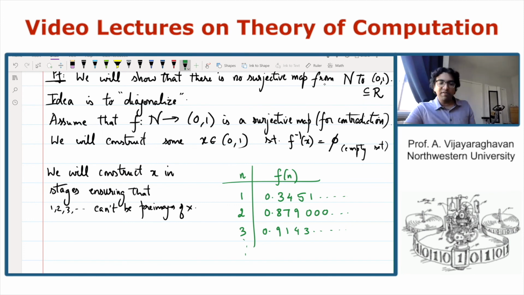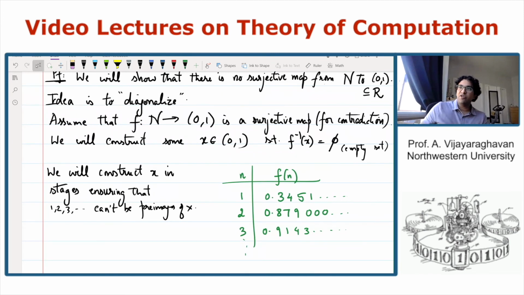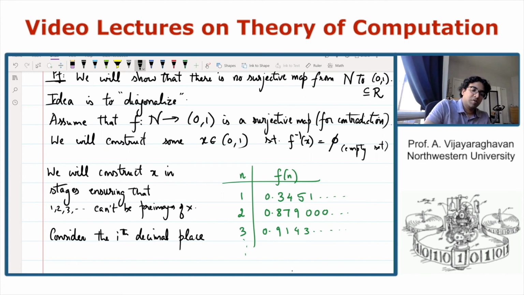We will now construct this number x in a way that ensures f of 1 is not equal to x, f of 2 is not equal to x, and so on. The way we'll do this is by considering the ith decimal place of f of i.